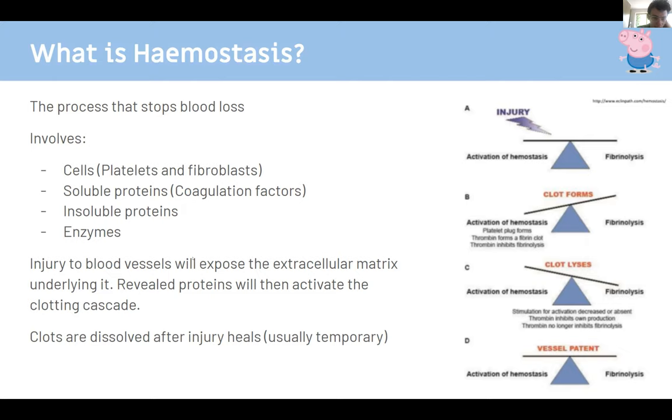Injury to blood vessels will expose the... I hope everyone's okay with that. If you're not, let us know. If necessary, we'll research more. Injury to blood vessels will expose the extracellular matrix underlying it.